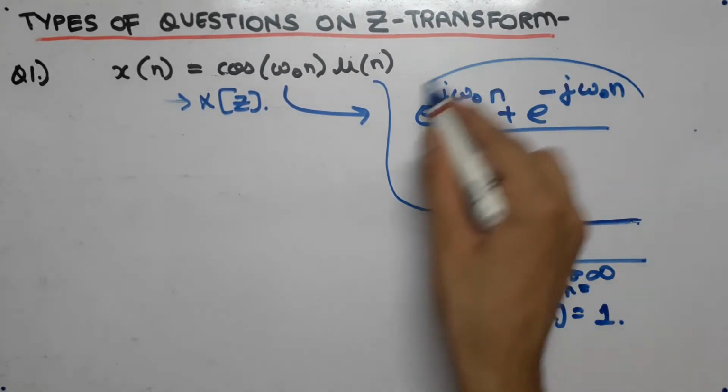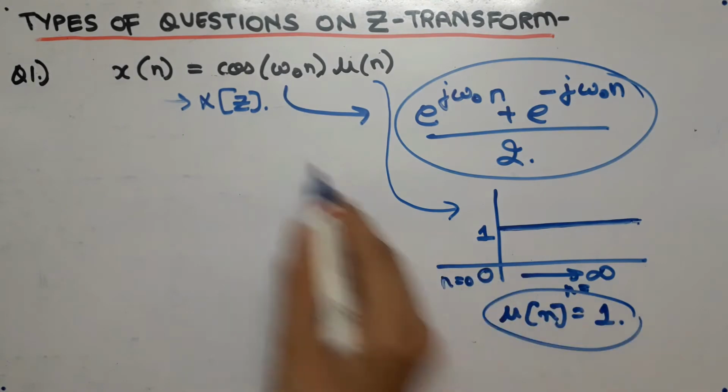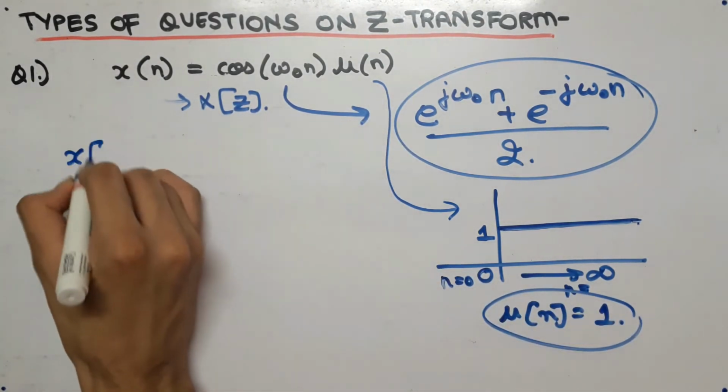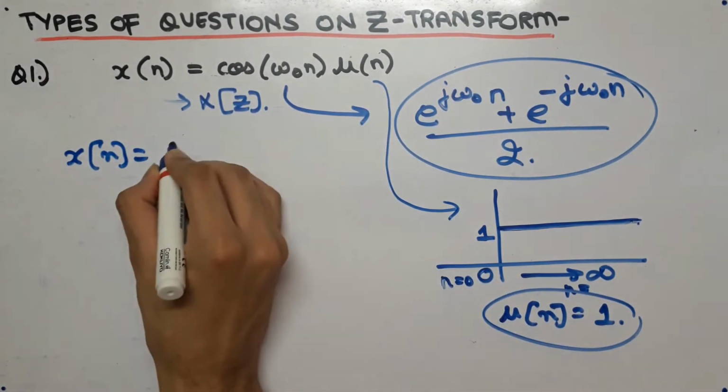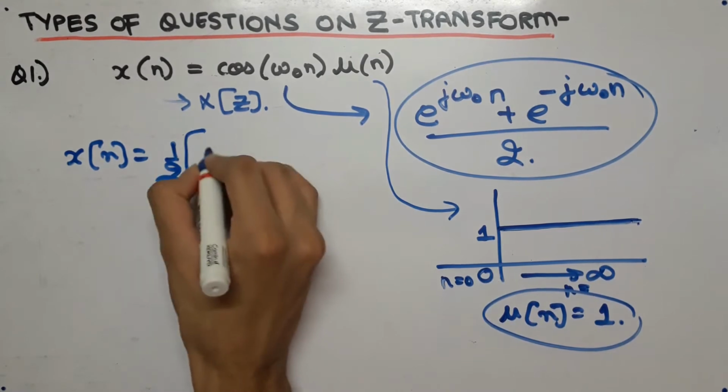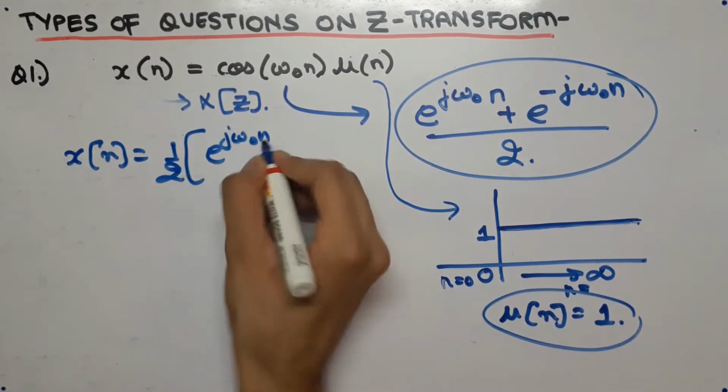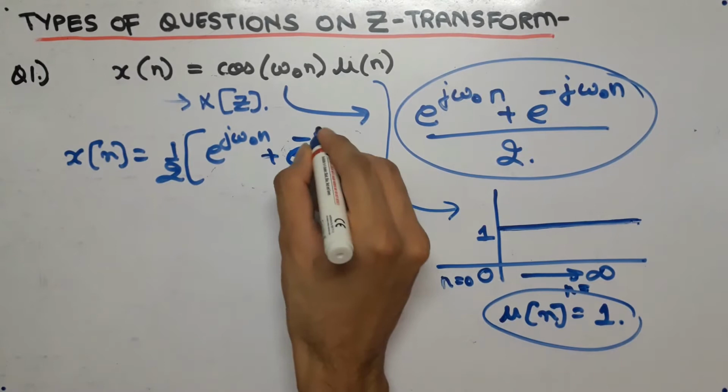So now we are going to write these two values in this equation and we will get x(n) is equal to 1/2 (e^(j omega naught n) + e^(-j omega naught n)).